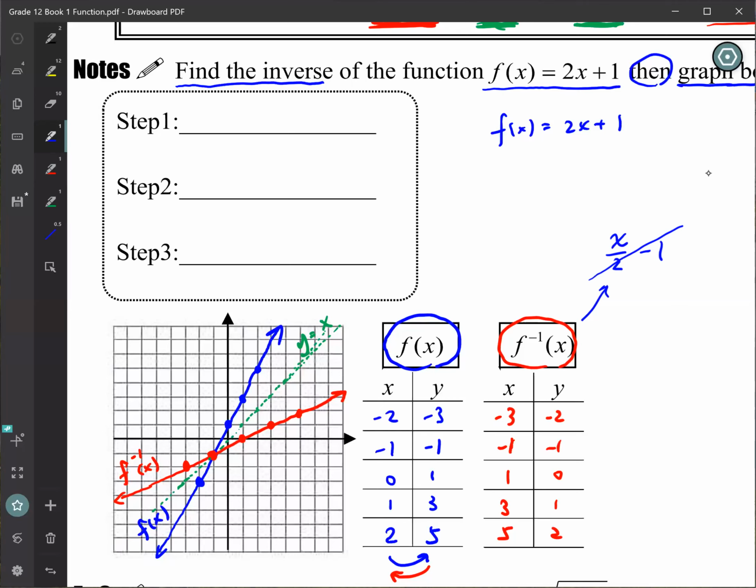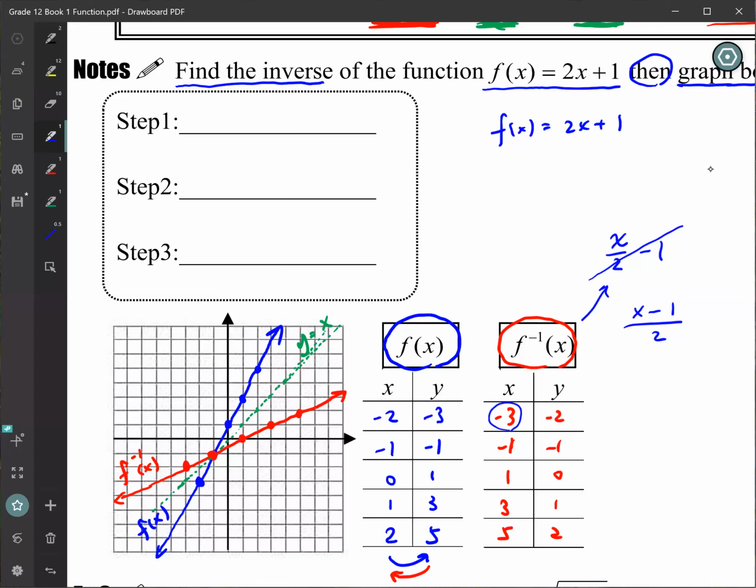Anyone else want to try? Or you can try again. X minus 1 divided by 2. So x minus 1 all over 2, like this. Okay, let's try it out. Let's say we use negative 3 again. Negative 3 subtract 1, what is that? Negative 4. Yes, okay. And then negative 4 divided by 2 is negative 2. It works, right?